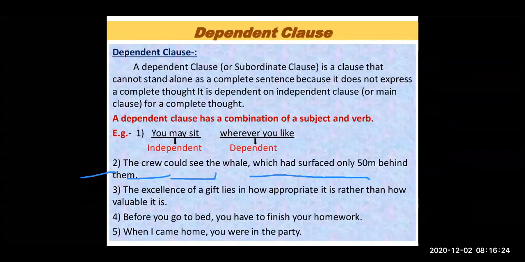So the crew could see the well is an independent clause, and which had surface only 50 meters behind them is a dependent clause. So from here, it is a dependent clause. Let's see the next example.